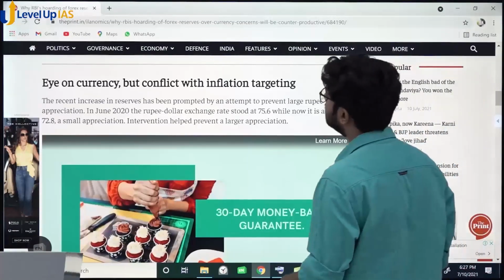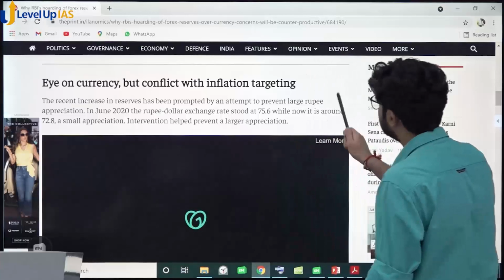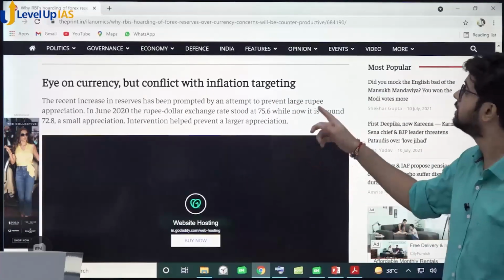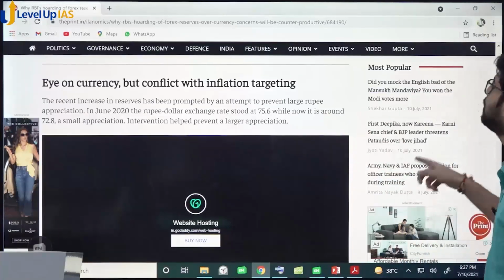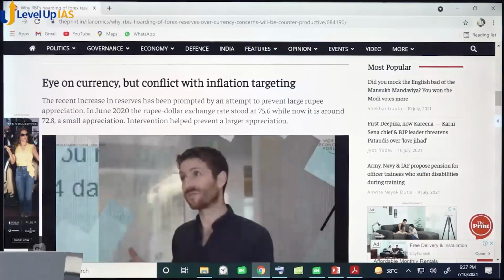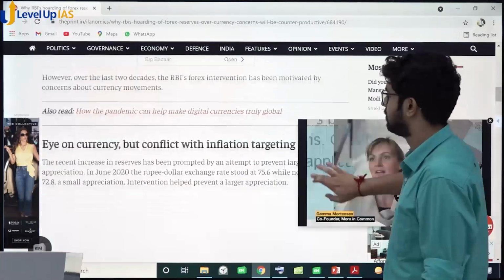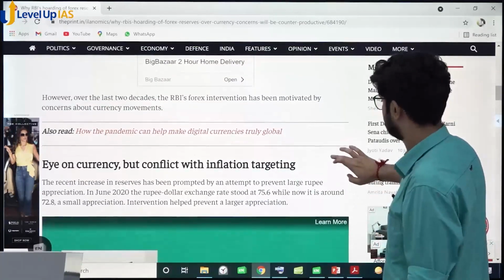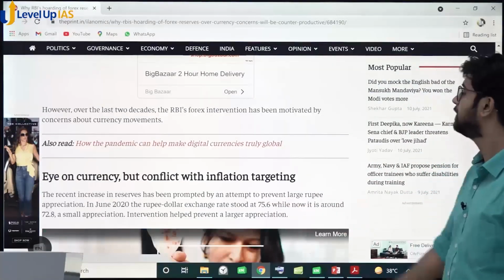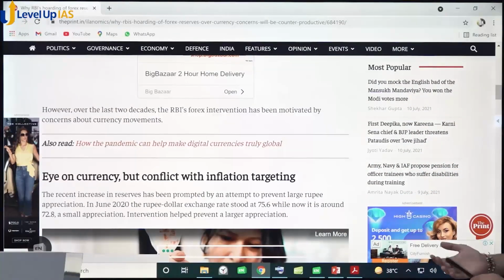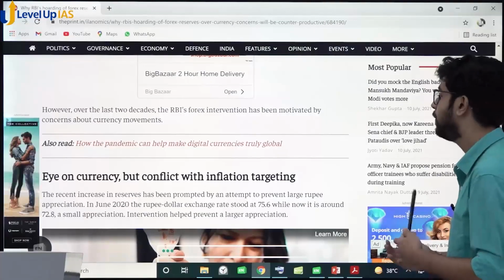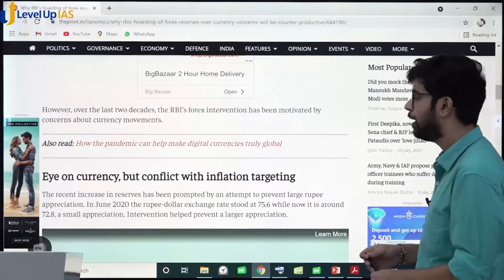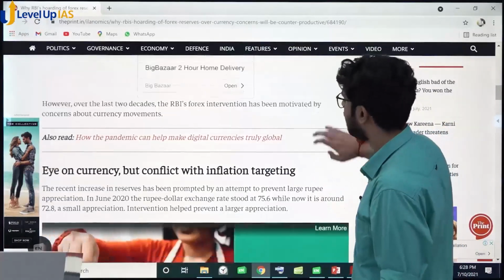The recent increase in reserves has been prompted by an attempt to prevent large rupee appreciation. Did you understand this? In June 2020, the rupee-dollar exchange rate stood at 75 while now it is at around 72. Small appreciation. Intervention helped prevent a larger appreciation.